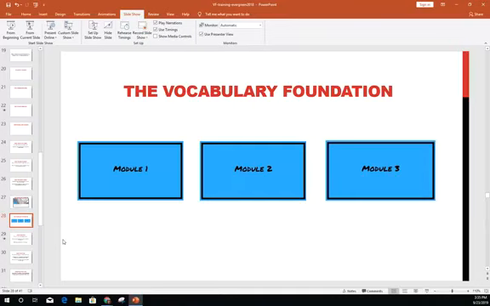And then in Module 2, we get down to word selection. What words would be examples of Tier 2, and what are the different tiers of vocabulary? What are examples of words that you might need to be focusing on with your students? Where do you go to get those words?